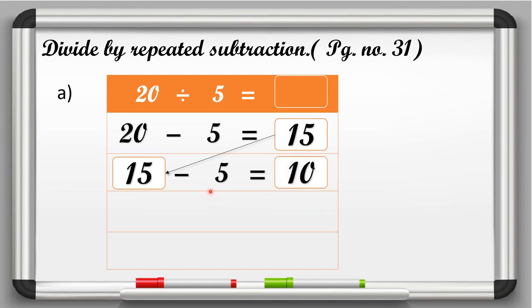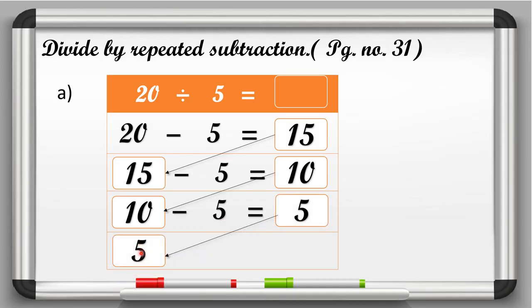Now we have to subtract 5 from 10. Whatever answer we get, we have to subtract from that. So 10 minus 5 is equal to dash. Okay, so 10 minus 5. So keep 10 in your mind and 5 on your fingers. Let's start backward counting. 9, 8, 7, 6, 5. So we will write 5 here. Now we have to subtract 5 from 5. So we will write here 5 minus 5 is equal to dash, and that is equal to 0.